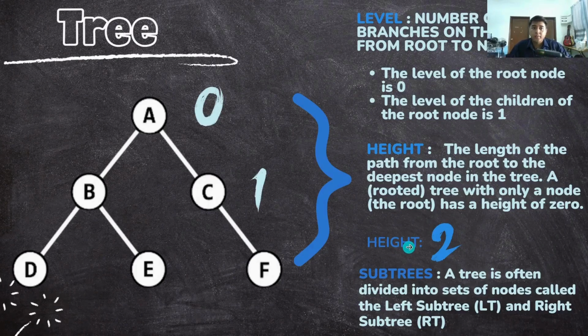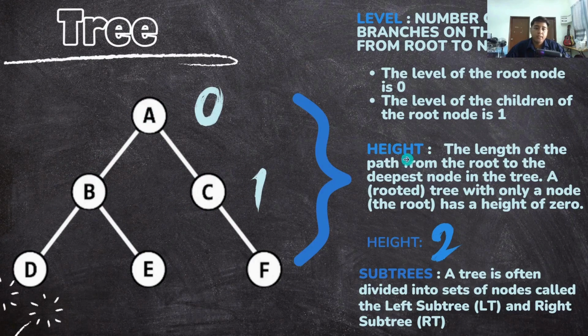So what is the level in the tree? The level is the number of branches on the path from the root to the node. So let's see here. The level of the root node is 0. So this is the root node and the level is 0. And then the level of the children of the root node is 1.